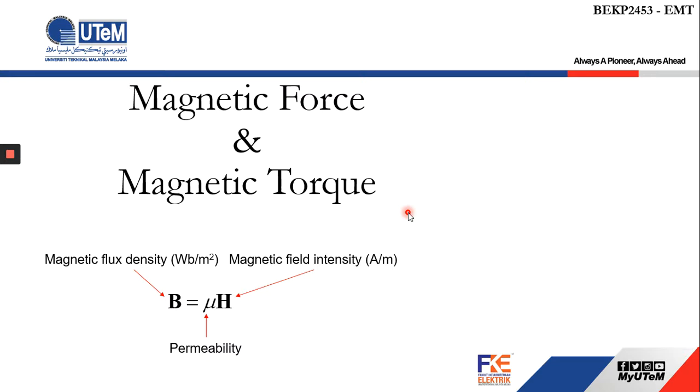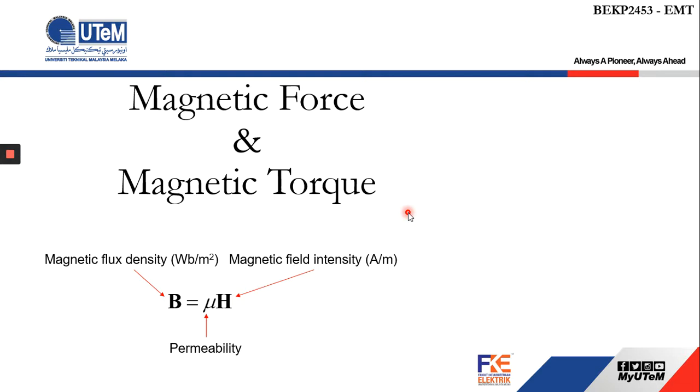B equals mu H, where B is the magnetic flux density. The unit is Weber per meter squared or Tesla, and H is the magnetic field intensity, and the unit is ampere per meter. So density refers to how close the magnetic flux is to each other, and the magnetic field intensity refers to the strength of the magnetic field.